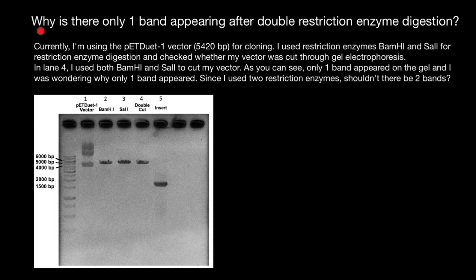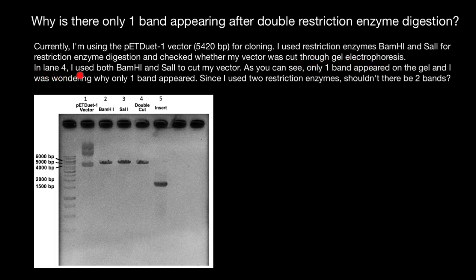Here's a question: why is there only one band appearing after double restriction enzyme digestion? And here's a problem statement. Currently I am using the pETDuet-1 vector, 5420 base pairs, for cloning. I used restriction enzymes BamHI and SalI for restriction enzyme digestion and checked whether my vector was cut through gel electrophoresis.